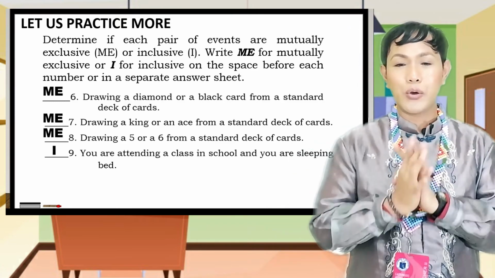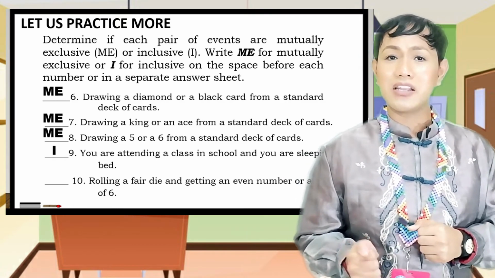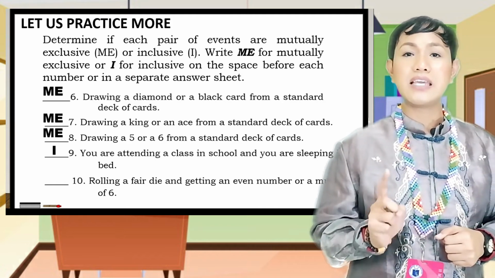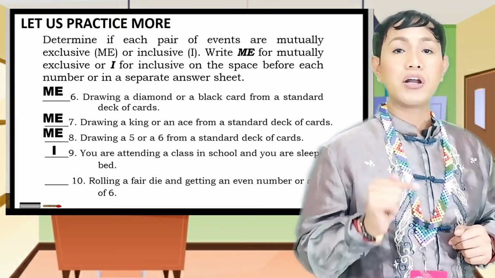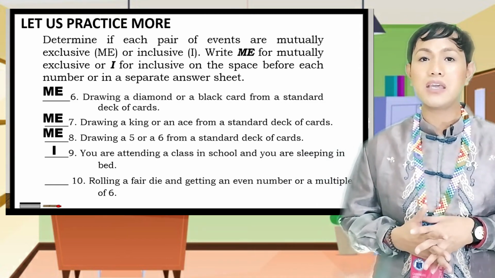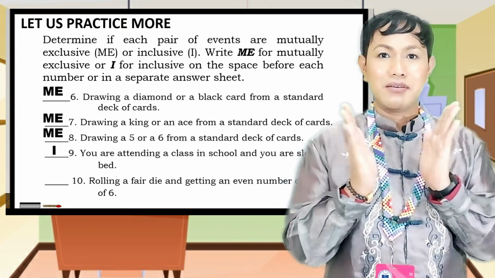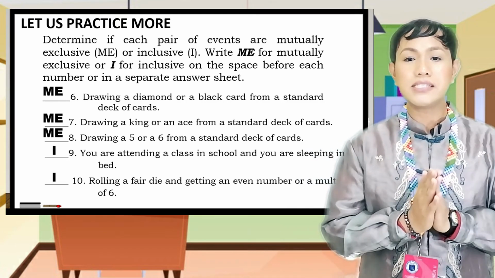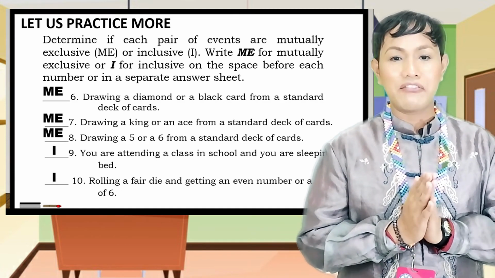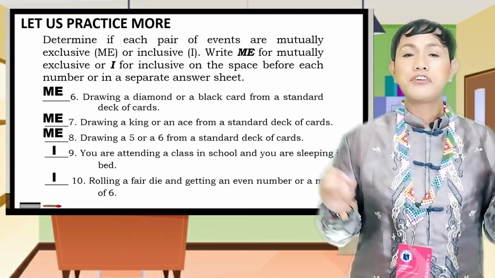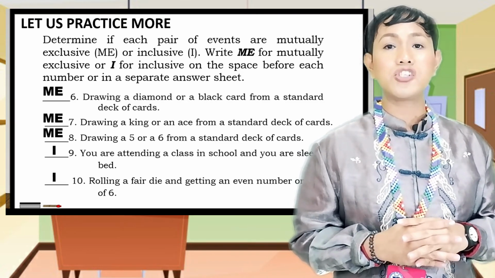Okay. And the last question, not really a question, but a scenario that I would like you to ponder whether it is ME or I, is when you roll a fair die and get an even number or a multiple of 6. Is that an ME or an I? The answer is, voila, it's inclusive. Inclusive because we can actually get a multiple of 6, which is 6 itself, when we roll a fair die, isn't it?